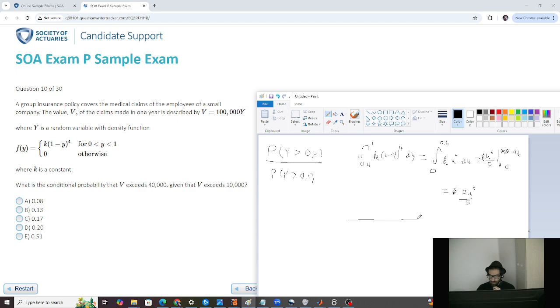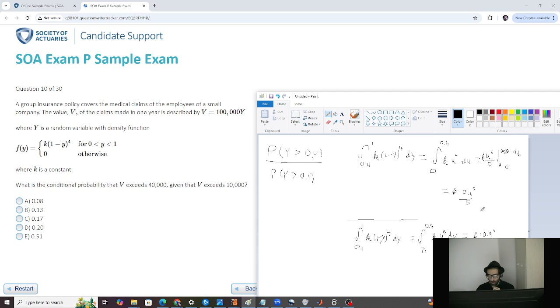In our denominator, if we've got the integral from 0.1 to 1 of k (1 minus y) to the 4th dy, same u substitution. Upper bound is now 0.9, lower bound is 0. It's going to be k u to the 5th over 5. So k times 0.9 to the 5th over 5.